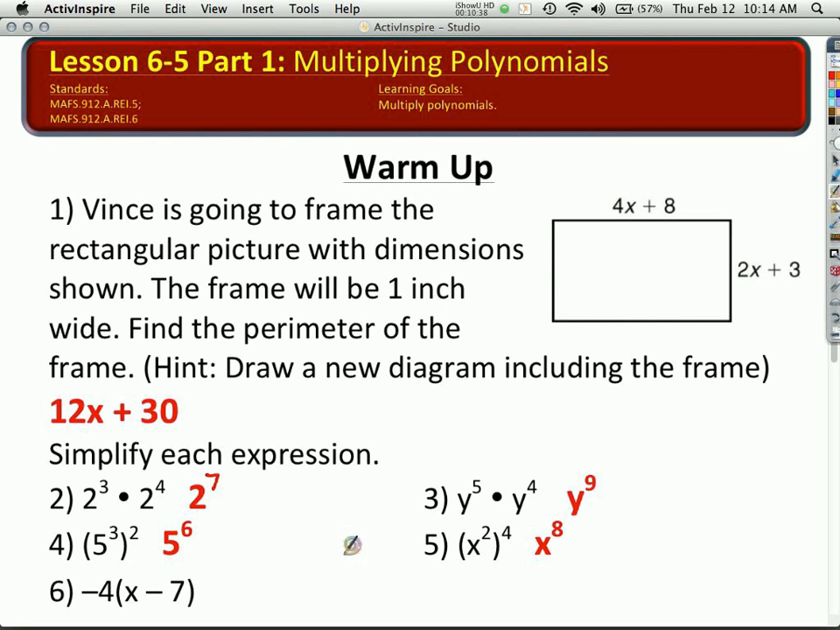And what about number 6? I've got student number 12, student number 15, and student number 3. Student number 15: negative 4x plus 28. Student number 3: negative 4x plus 28. Outstanding.